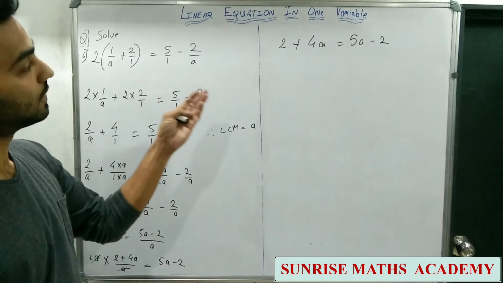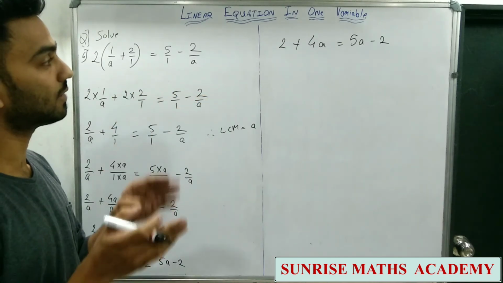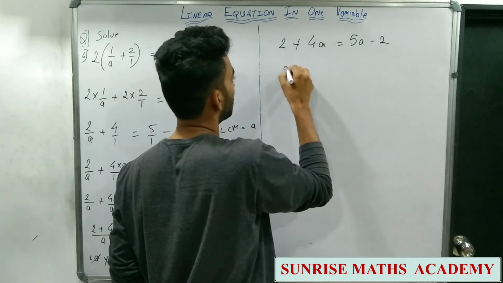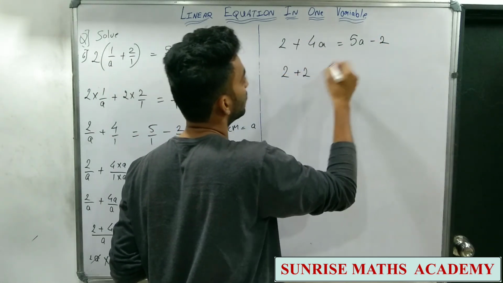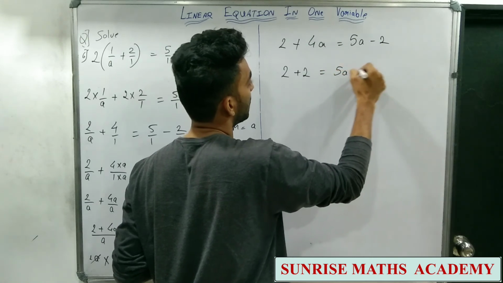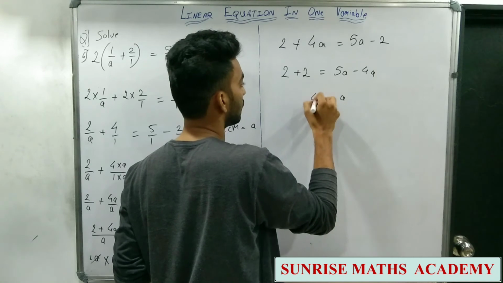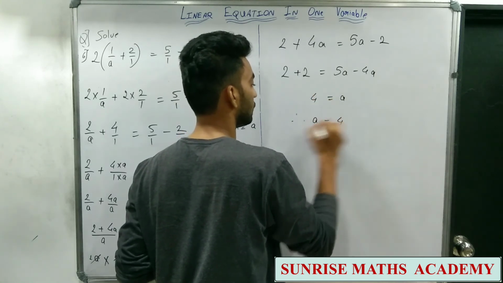Now it is simple. The variable terms we will bring to one side and the constant terms we will bring to the other side. So what we'll do is minus 2 will come here, 2 plus 2, 4 will go to the other side. So 5a minus 4a. 5a minus 4a is a, 2 plus 2 is 4. Therefore a equals to 4.